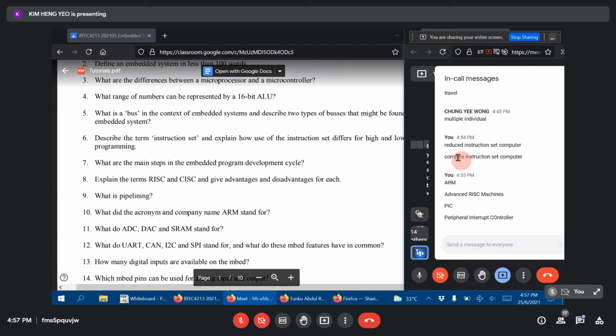So complex instruction set computers are for high performance. They are not good for low cost, low power designs. Okay? That's why microcontrollers don't use CISC. Microcontrollers use RISC, reduced instruction set computer. But the thing is, microcontrollers nowadays, their processors are approaching CISC level performance. So the line is blurring between RISC and CISC.